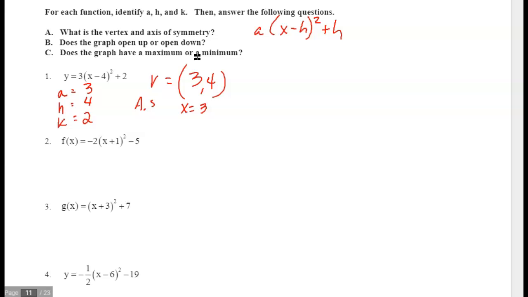So that's part A. Does it open up or down? It opens up because a is positive. And does it have a max or a minimum? Well, because it opens up, you have a U shape like this. So you're going to have a minimum point. That point down here on the U is a minimum.